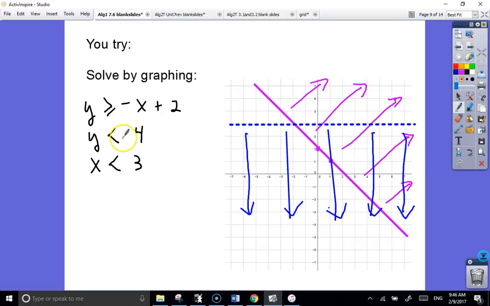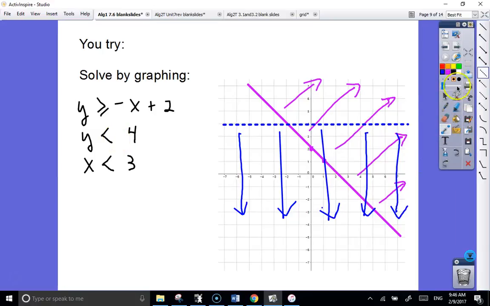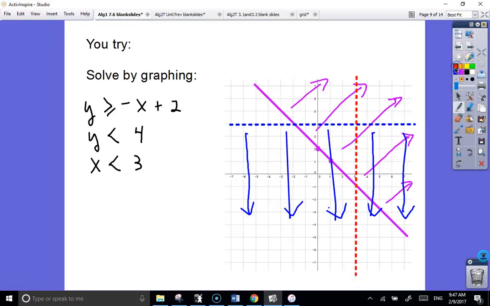Okay, next. X less than 3. What kind of line is that? All right, that's the vertical line. Let's do that one in red. And is it solid or dashed? Because it's not or equal to, it's dashed. Shade to the left or to the right? If X is less, on the X-axis, less is to the left. So we shade this way.